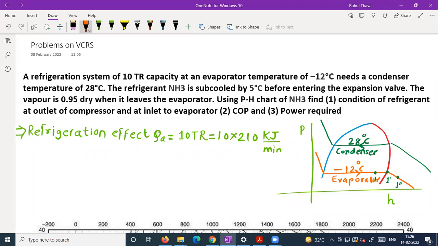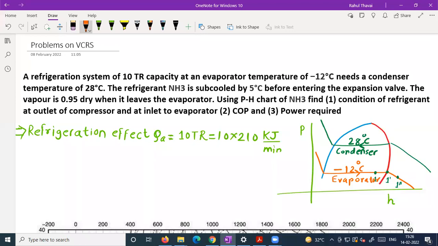Let us go to the next statement. The vapor is 0.95 dry when it leaves the evaporator. See, 0.95 dry means it still contains 5% moisture. Try to understand: 95% dry means it still contains 5% moisture.